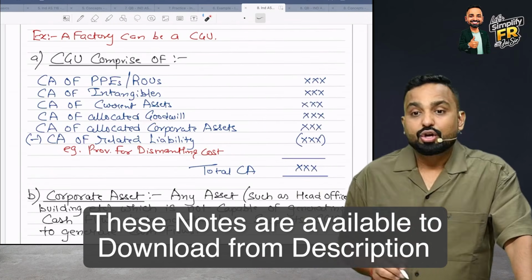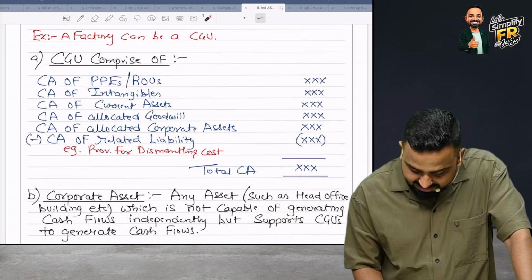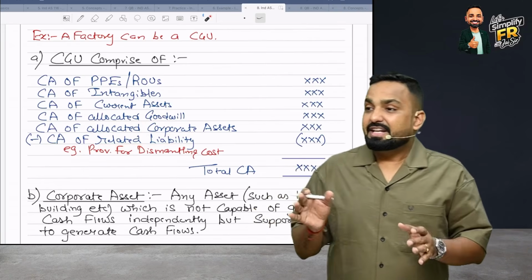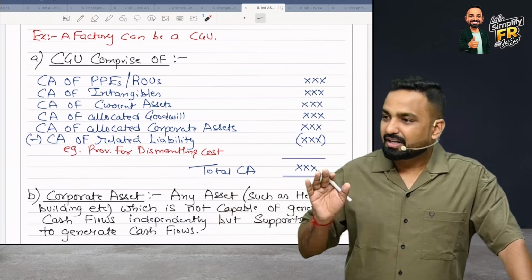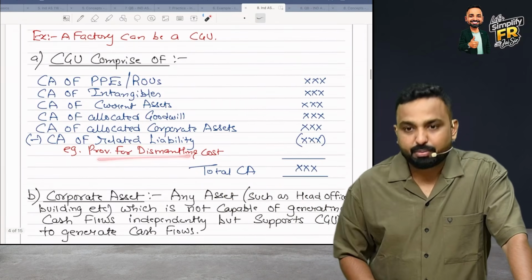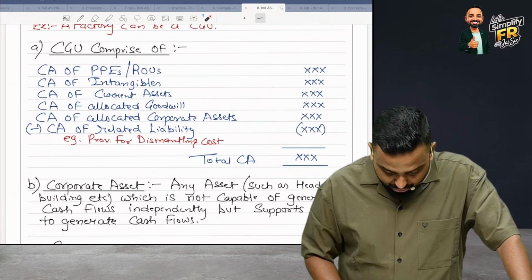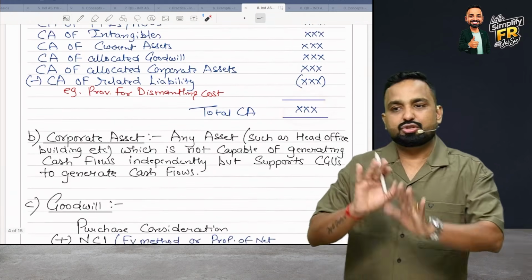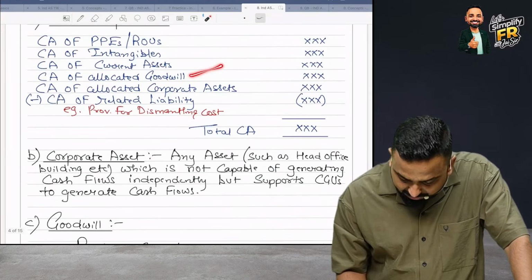Next, allocated goodwill. Next, corporate assets. Next, if there is any directly attributable liability related to the CGU, that will be considered, like provision for dismantling cost. So all these will be part of the CGU. Now we have the carrying amount of the CGU. Total we have the carrying amount of the CGU. Now we included the goodwill and corporate asset.